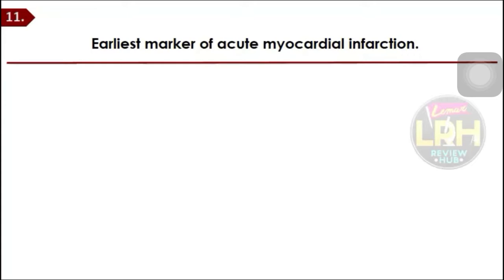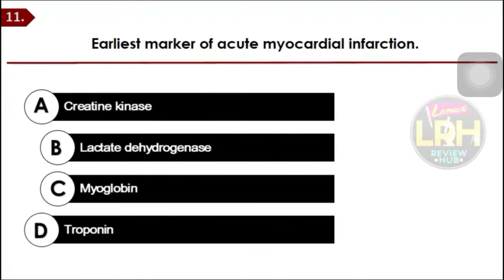Now for number 11, earliest marker of acute myocardial infarction. Choices: is it letter A, creatine kinase, letter B, lactate dehydrogenase, letter C, myoglobin, or letter D, troponin? Correct answer is letter C, of course, myoglobin.